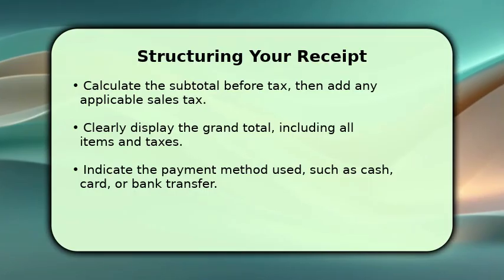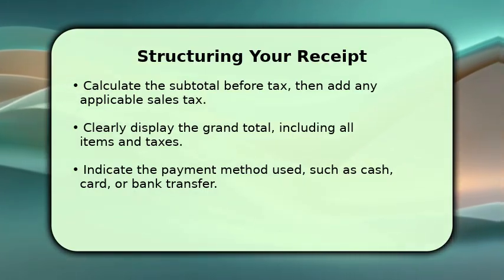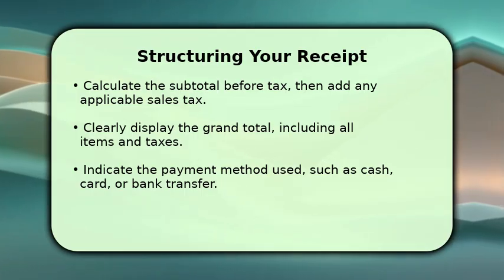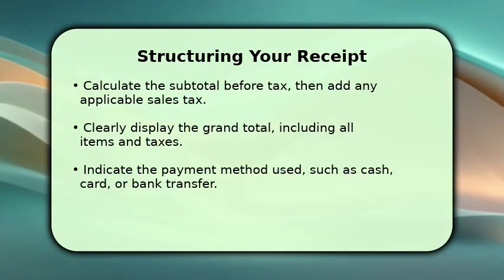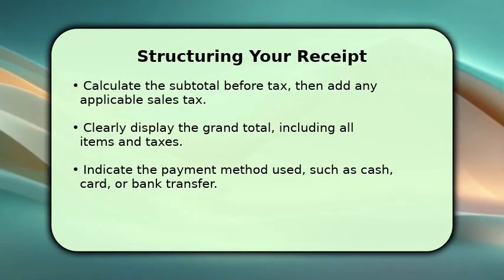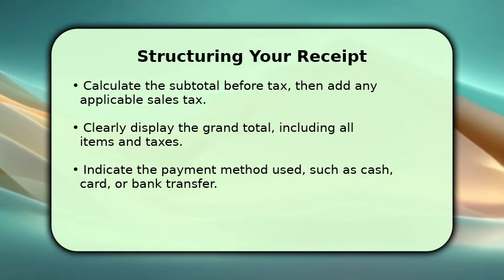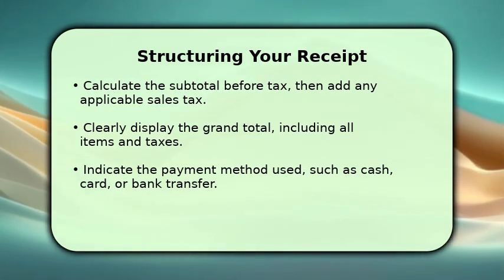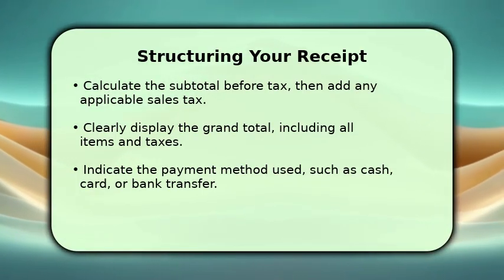After listing items, calculate the subtotal of all goods or services before tax. Next, add any sales tax, ensuring it's clearly itemized. The final grand total, encompassing everything, should be prominently displayed. Don't forget to specify the payment method, whether it was cash, credit card, or another form of payment. You might also include a brief return policy.